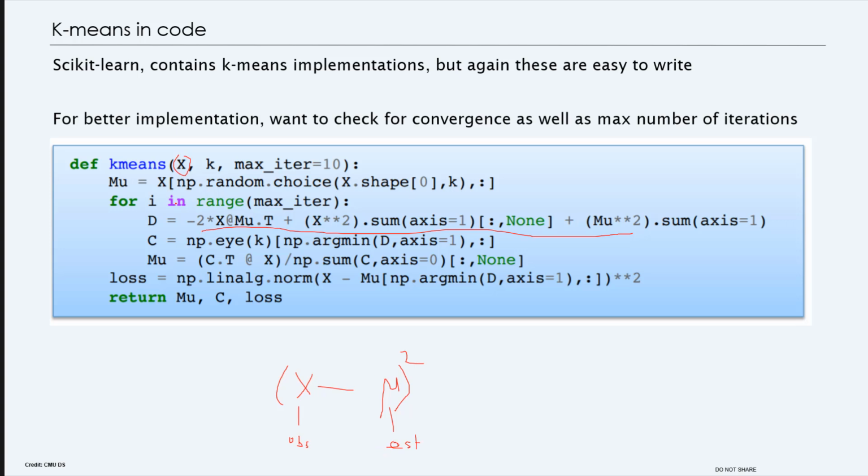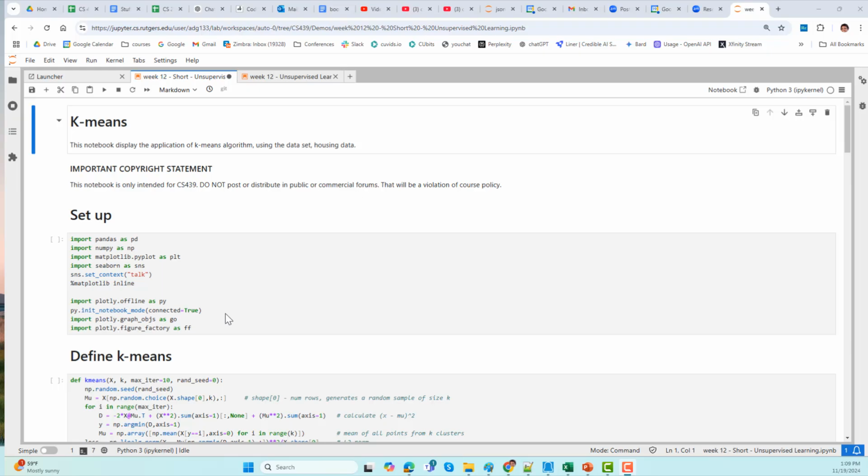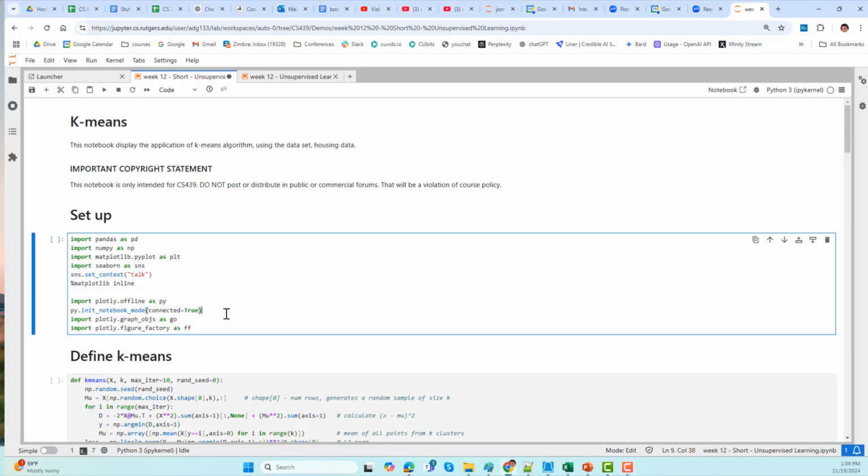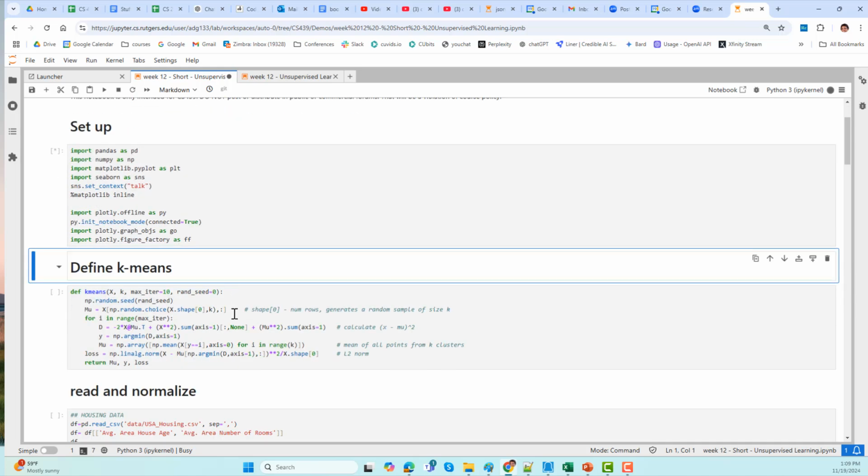So if you take this one, you can kind of see how that relates to this expression there. The rest, hopefully you will be able to understand or implement on your own. All right, so we'll look at the implementation next. As an implementation of k-means, let's go with some sample code here.